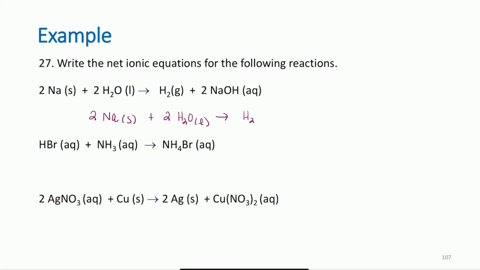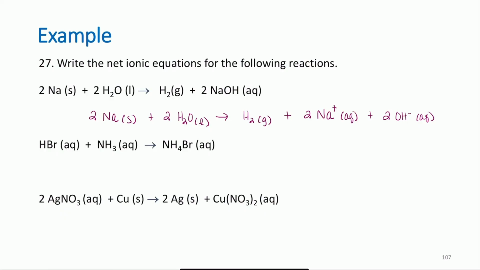H2 gas stays intact. 2 moles of sodium ions and 2 moles of hydroxide ions. I have to write them as products, and I don't have them on the other side. They're not spectators. So the net ionic is actually our total ionic as well. Let's look at the next one.